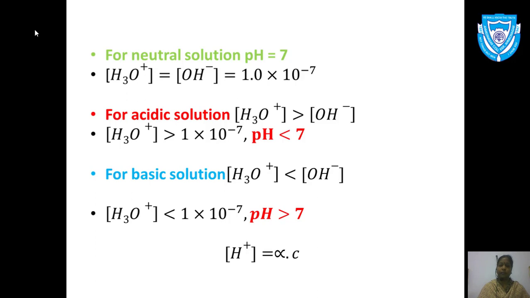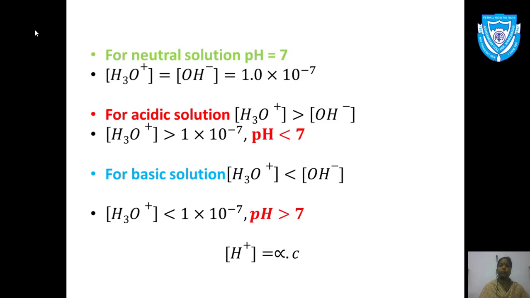That means if H3O plus ion concentration is more than 10 raised to minus 7, what does it mean? It could be 10 raised to minus 6. It could be 10 raised to minus 5. So the pH becomes 6, pH becomes 5. That means pH is lower than 7. So from 1 to 7, this scale is for the solution that remains acidic. The pH is less than 7. pH is 7 for the neutral solution.